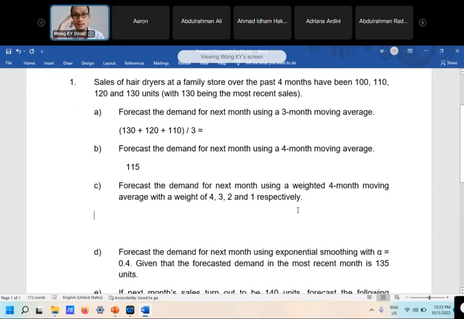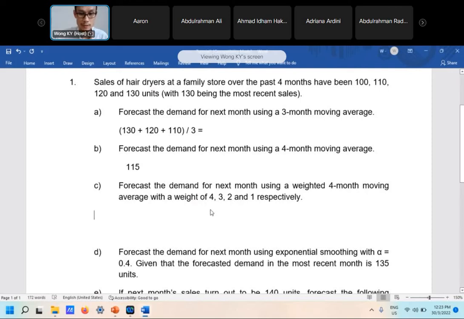Okay, Faiz says 100. Let's look at the chat. There are two different versions, I think. Everyone look at the chat. Okay, same version.